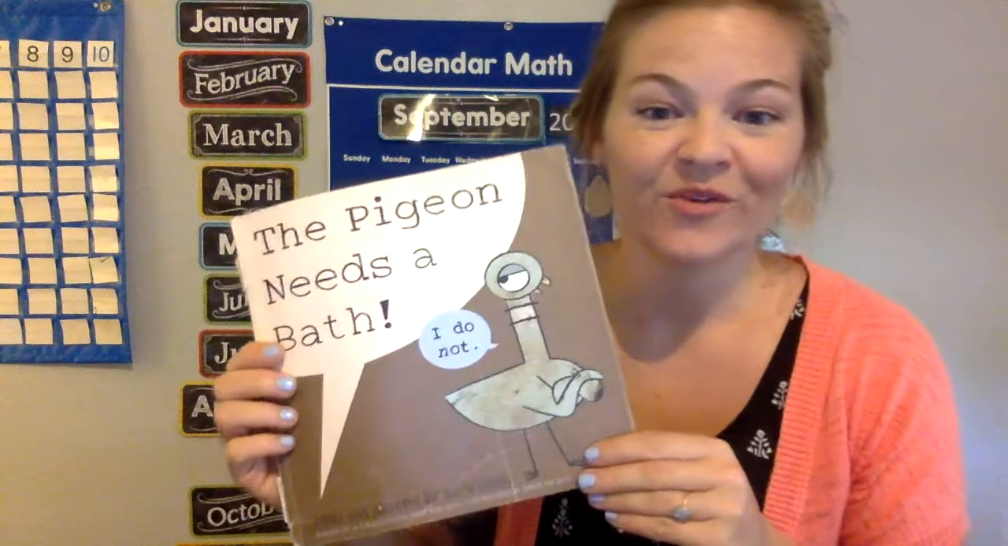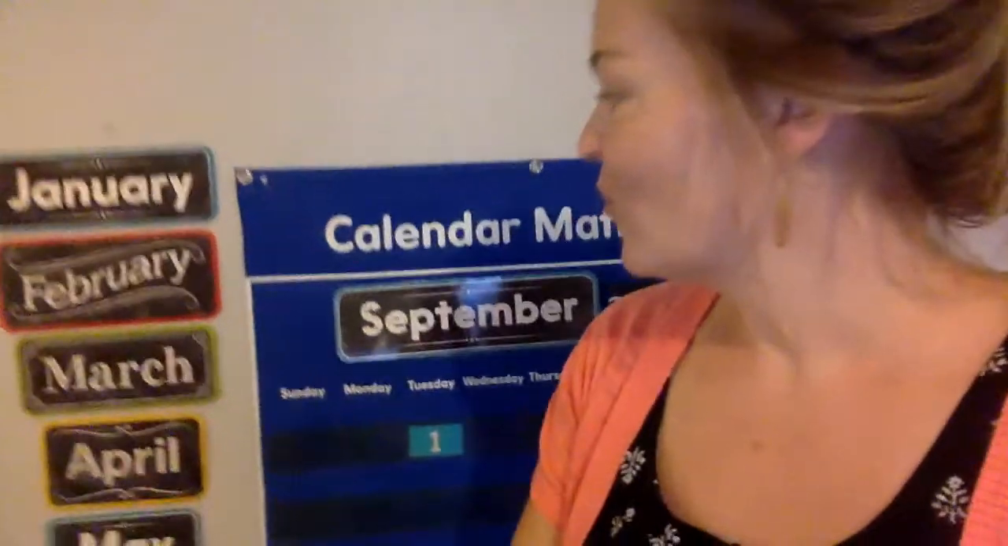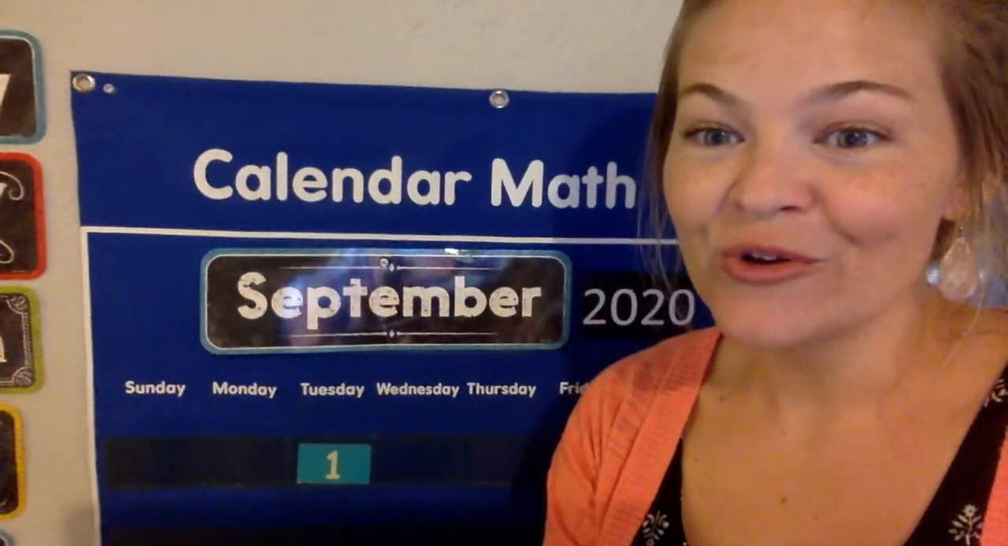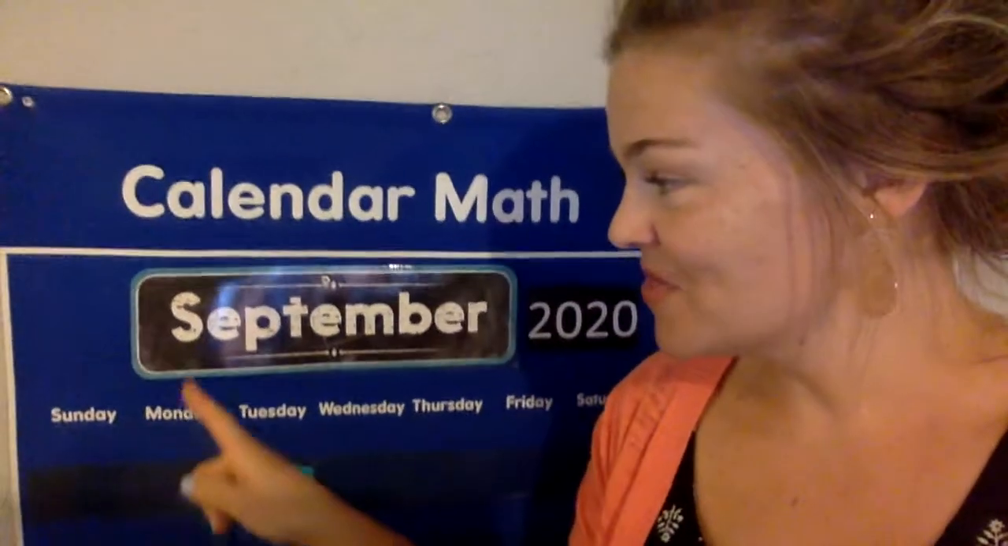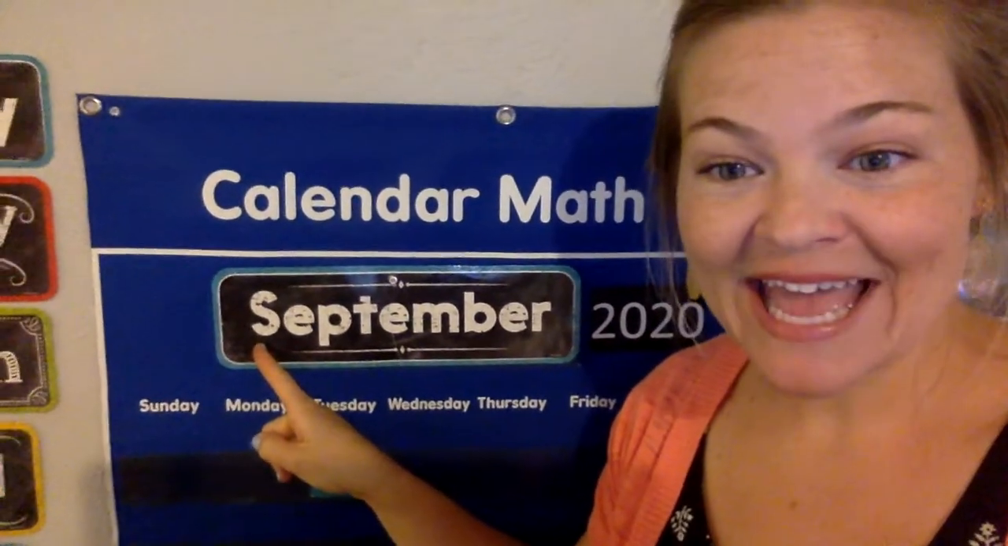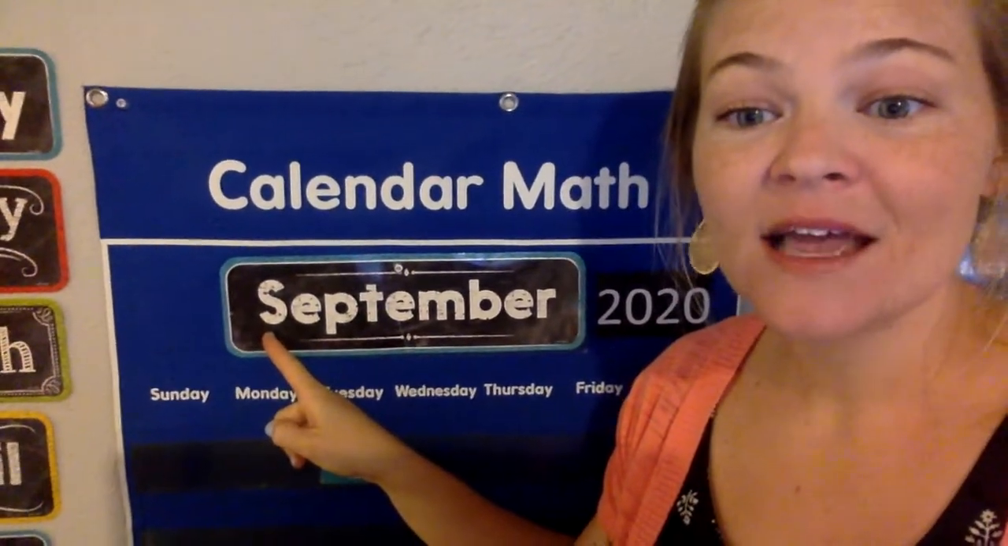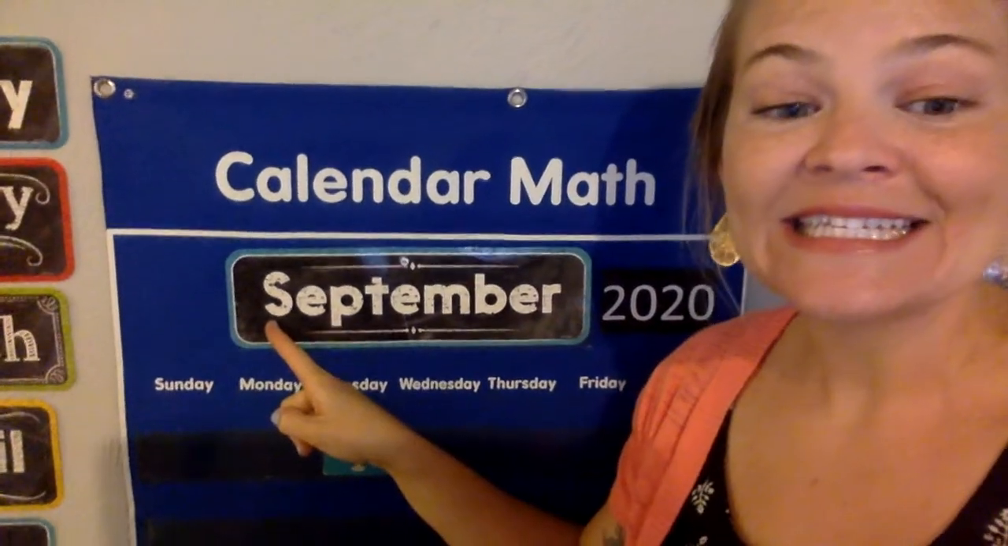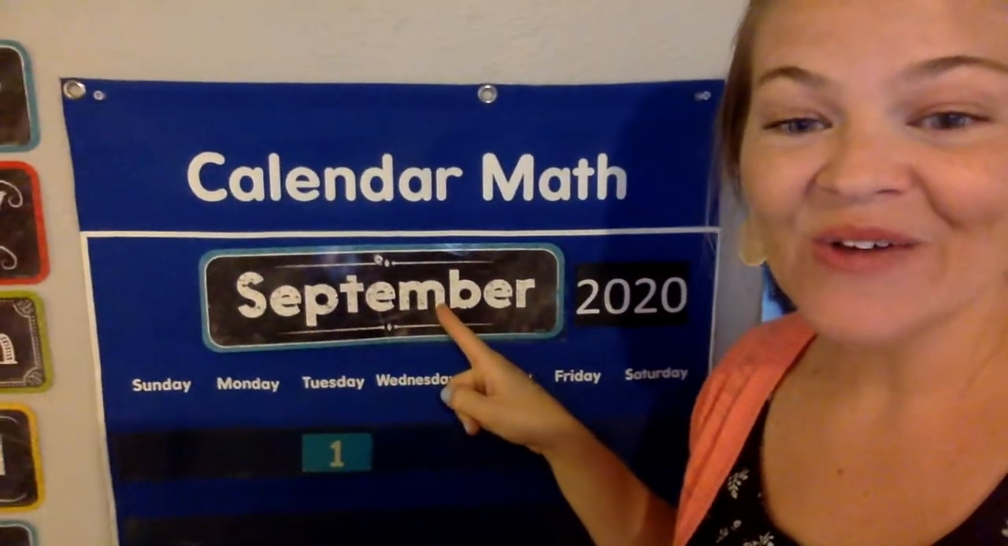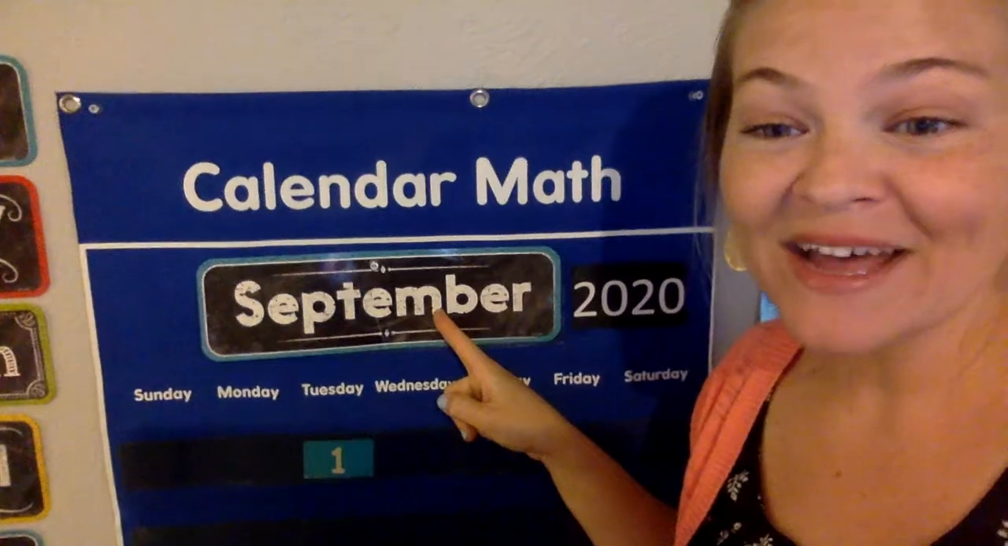All right, let's do some calendar, and then I promised you all that we'd read this book again. But first, let's do calendar. Okay, I'm going to start my computer over here. Yesterday, we had a new month. It's not August anymore. Now what month is it? Look, it starts with an S, and we know S makes a s sound. It's September now. We have a new month.